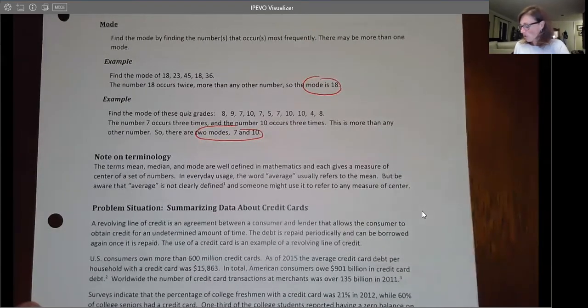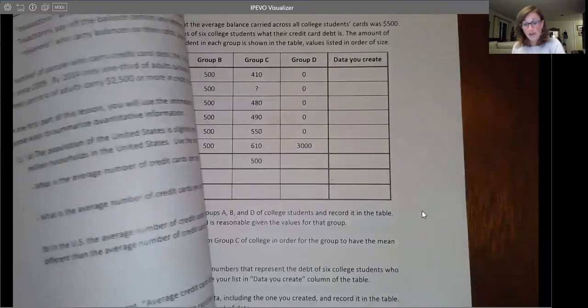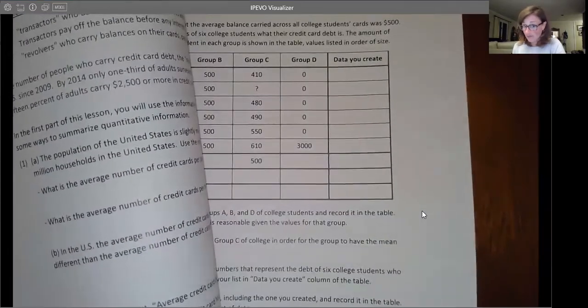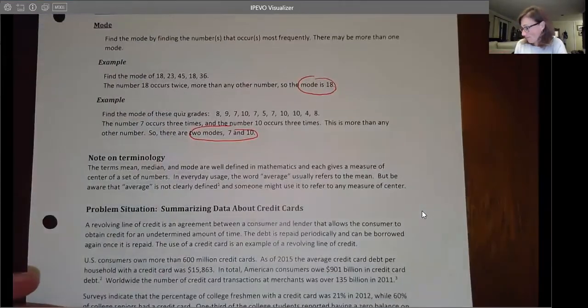All right. So we are going to work on the rest of this together on Friday. We're going to Zoom this together on Friday.